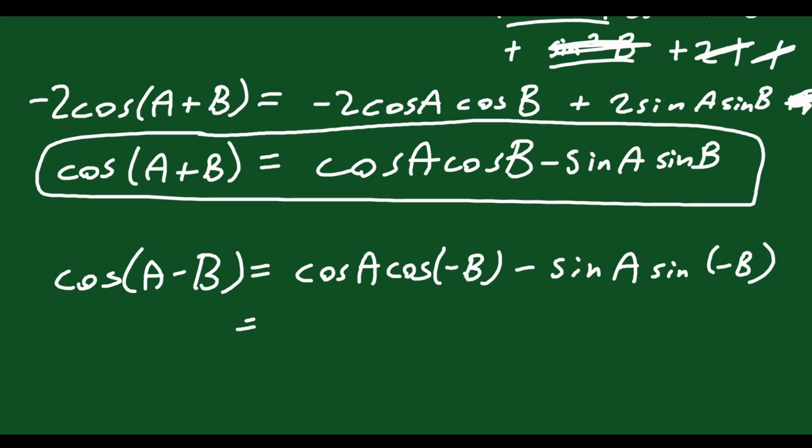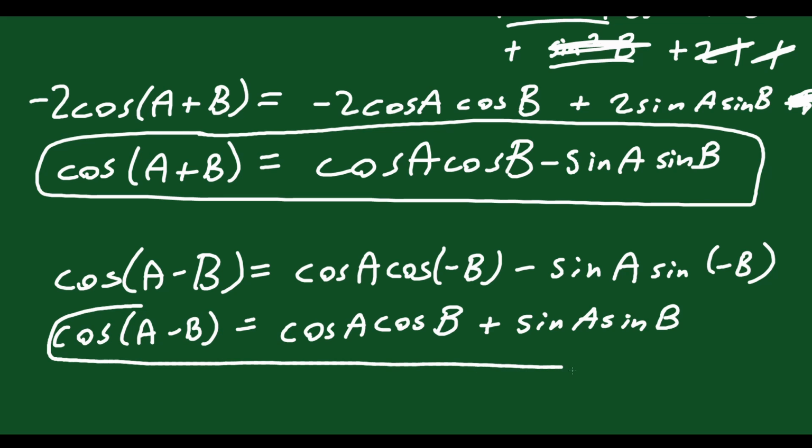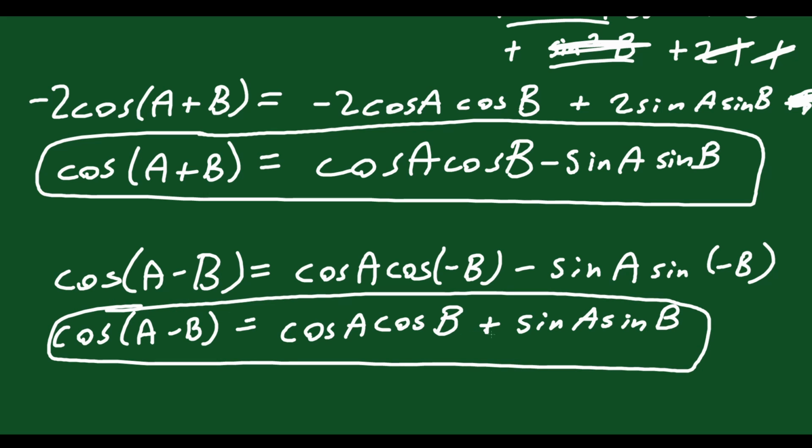Well, cos of a negative is the same as cos of a positive, so this is the same, cos A cos B. But then over here, sine of a negative is equal to negative sine of that thing, right? So the negatives will cancel, and you'll get plus sine A sine B. So this is the second one, cos of A minus B. See how fast that was?